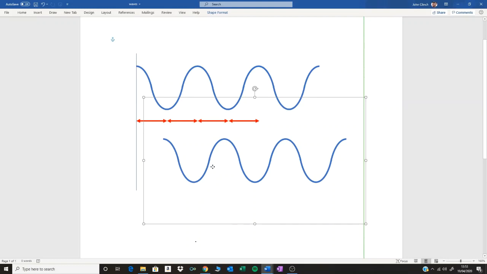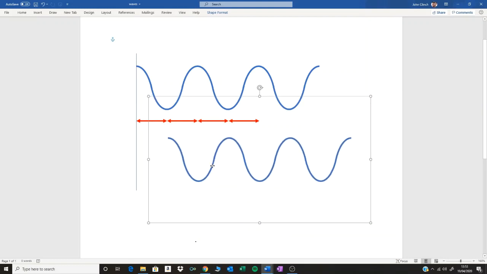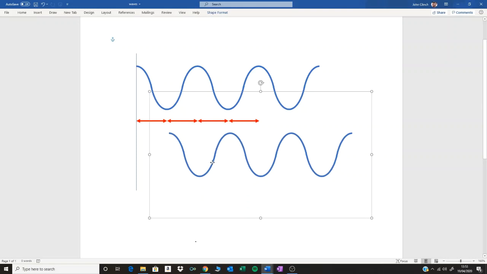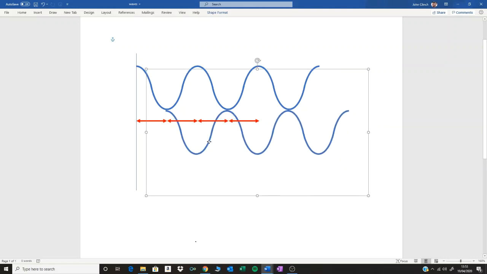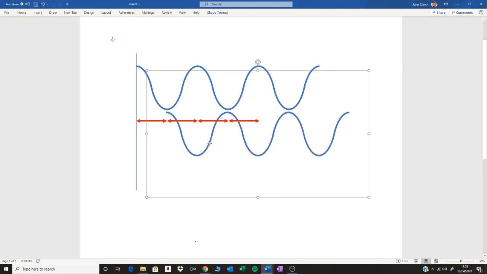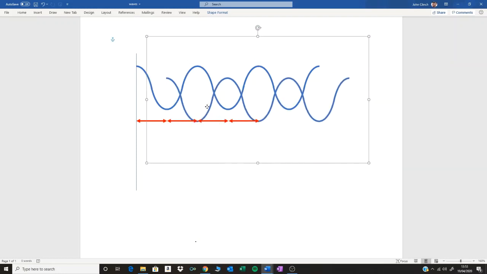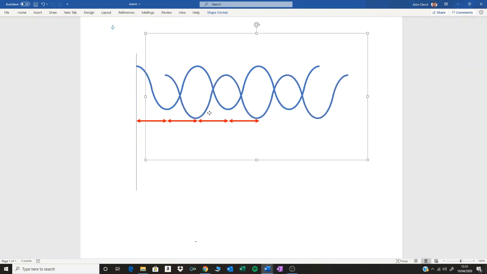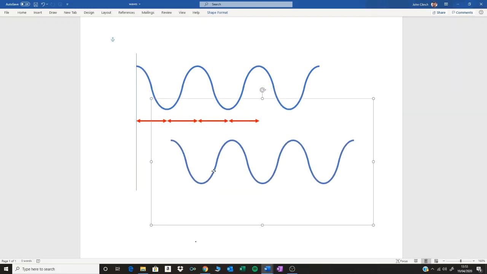Now I'm just going to drag that to the right half a wavelength. Okay. Now you can see that the two waves are no longer in phase, are they? They're in anti-phase. They're completely out of phase, and the combined effect, if you added those two waves up, you would end up with no wave.